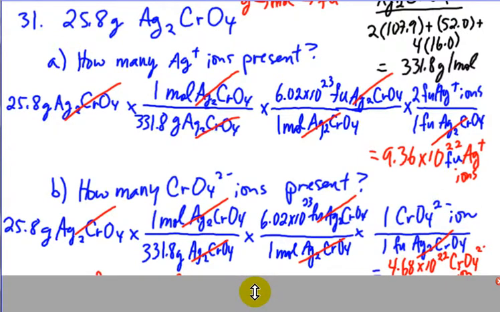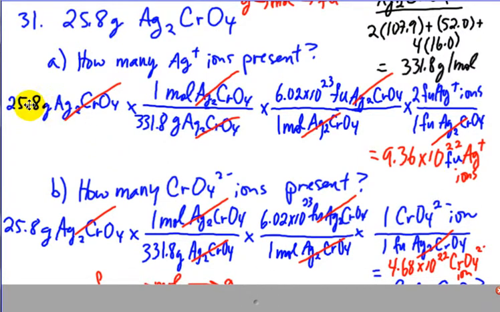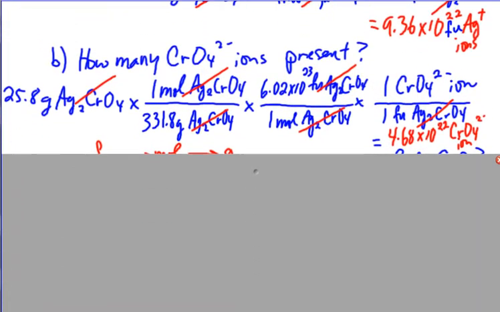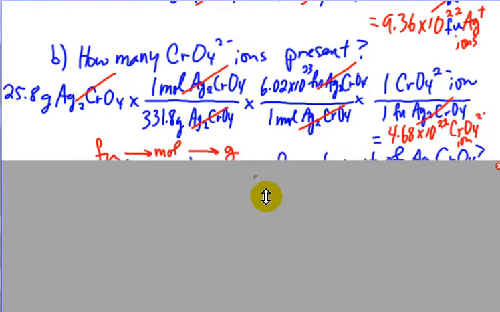Okay? Find out how many CrO4 2- ions there are. It's going to be identical. We convert grams to moles, then moles to formula units. The only thing different is this last step. For every one of these Ag2CrO4s, I only have 1 CrO4. We're treating the CrO4 as one group because it's 1 negative ion. So this time it's a 1-to-1 ratio, so it doesn't change.